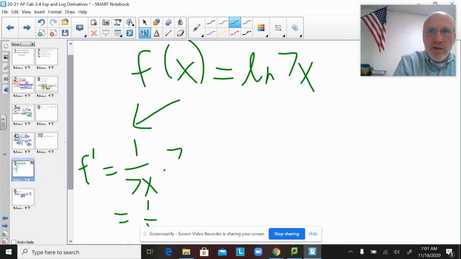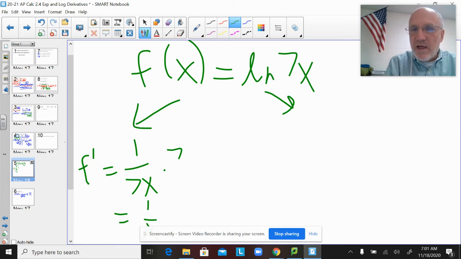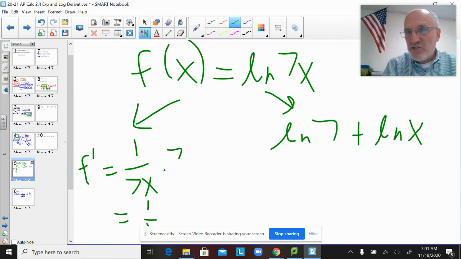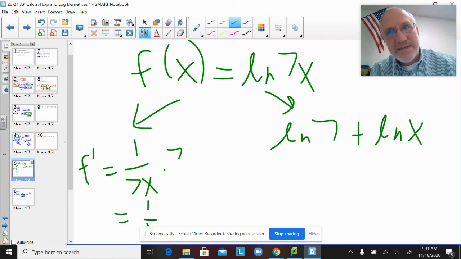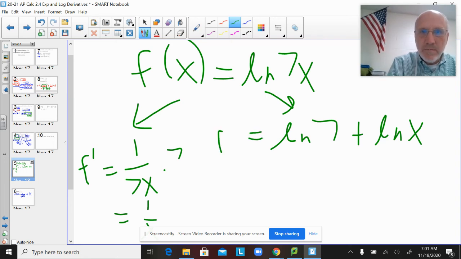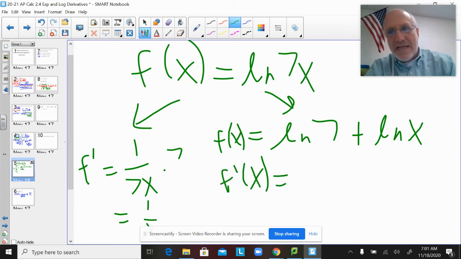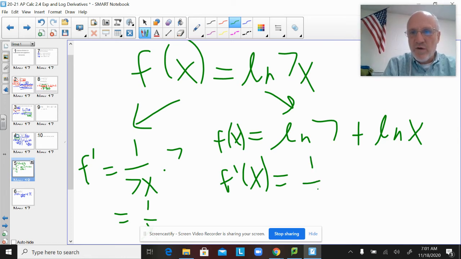That wasn't difficult. If I use rules of logs, I can write this as the natural log of 7 plus the natural log of x. That's just rewriting the function. That's not the derivative. And now if I take the derivative, well, the natural log of 7 is a constant, so that's just 0. So it's just 1 over x. So I kind of got there either way.